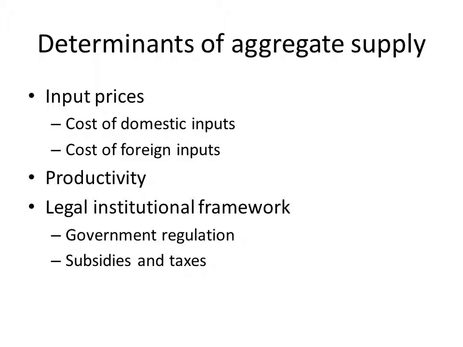Finally, there are subsidies and taxes. Subsidies are when a business is paid to make something, and taxes is basically when the government takes money because they have made it. Subsidies tend to increase aggregate supply, but taxes tend to reduce aggregate supply. So all of these are what we call the determinants of aggregate supply.